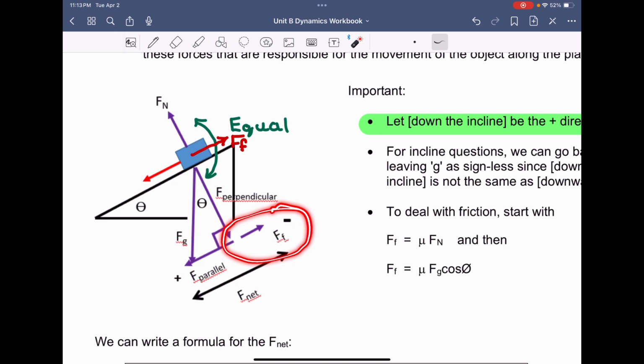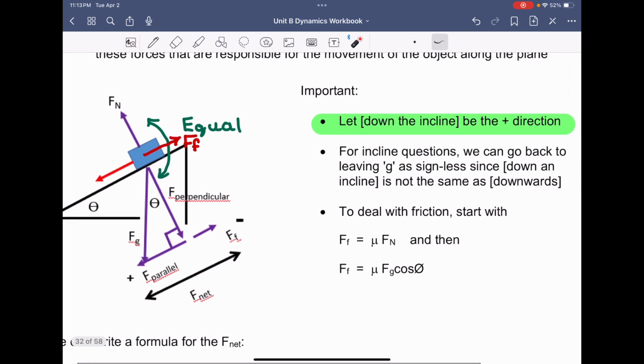But when I look at this, I always like to draw the forces coming off the box itself rather than drawing them in terms of like off of one of the vectors, which might be a little more confusing. So I would always tend to draw FF on the box if it exists. So we know let down be positive.